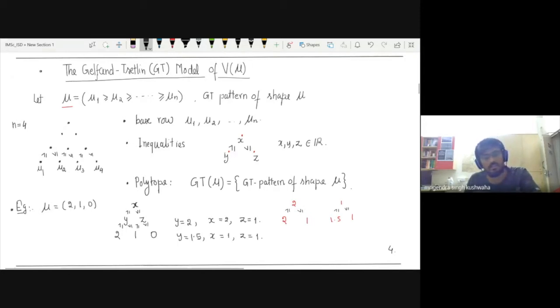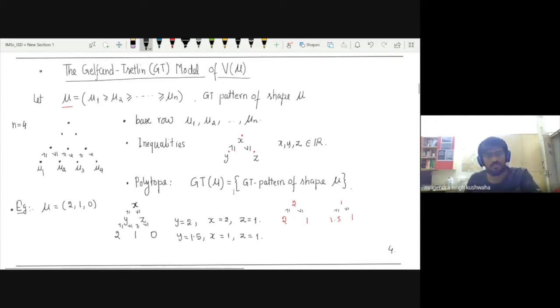What is this condition? If you have any triangular shape like y, x and z, then y should be at least x, and x should be at least z. For example, take mu equal to 210, so the base row is fixed as 2, 1, 0. Here there are three choices, y, z and x, and with these inequalities you have to find the real solutions. One possible solution is y equal to 2, x equal to 2 and z equal to 1. Another is y equal to 1.5 and both others equal to 1. So there are infinitely many real solutions.